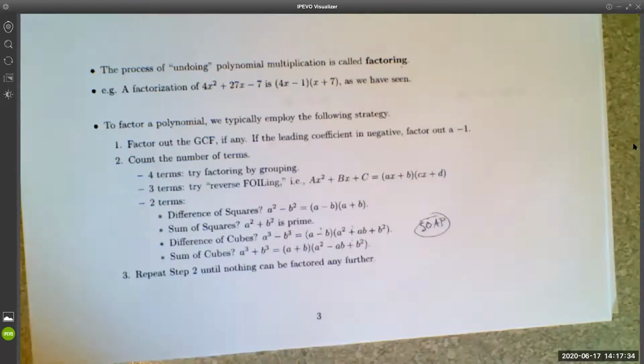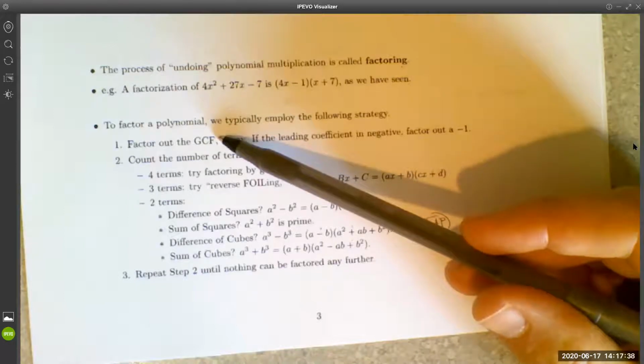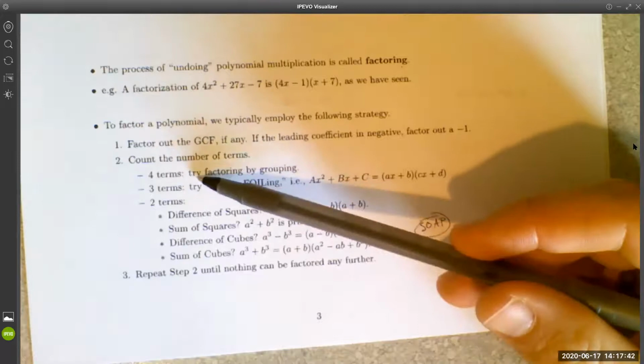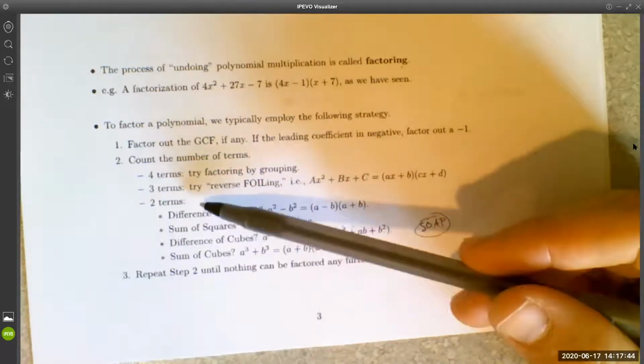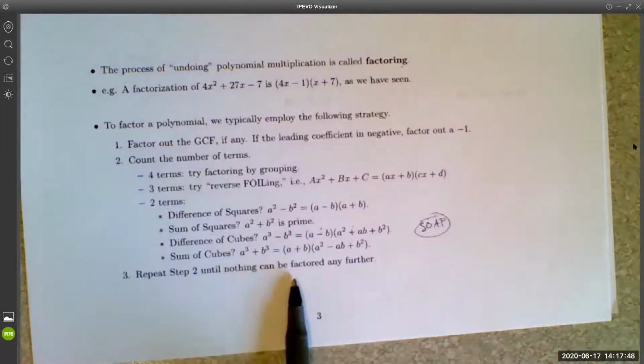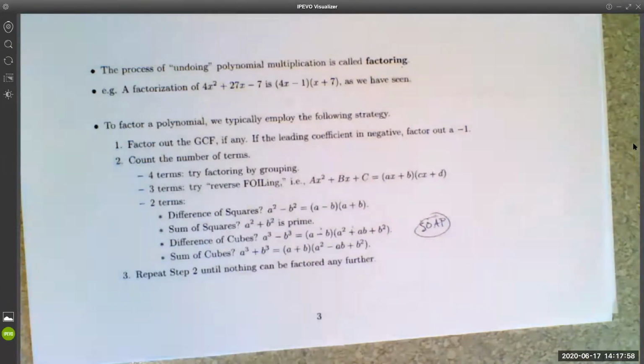Okay? So that's the strategy. You factor out the GCF if you have one, and then you count the number of terms and apply the appropriate technique based on the number of terms you have. When you're finished with step 2, you might be able to factor further. There might be a factor in your factorization that you can factor even further, and so you should. You should repeat step 2 until you cannot factor anything any further.